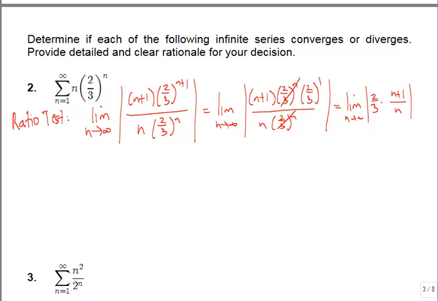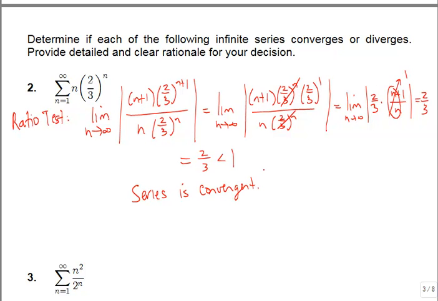As n goes to infinity, these two terms dominate and are going to go to 1, but it's being multiplied by that 2/3. So this is equal to 2/3, and what we need for the ratio test is that this limit, whatever it is, needs to be less than 1, which it is. So that means that this series is convergent.